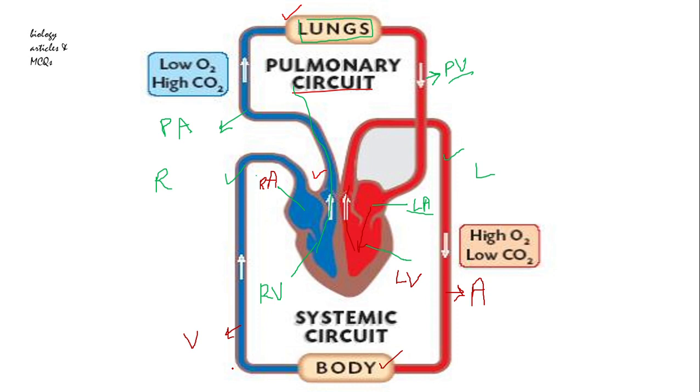This is the systemic circuit or systemic circulation, meaning the passing of the blood from the left ventricle towards the body via the aorta, and from the body towards the right atrium with the help of different veins. This is all about the systemic circuit.